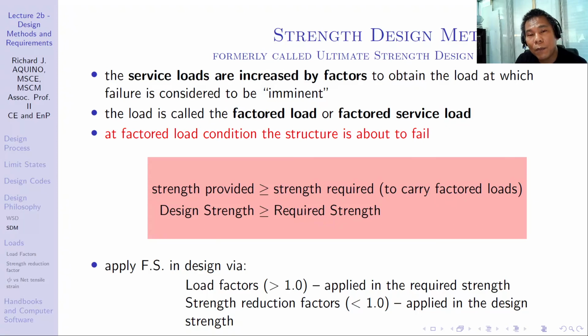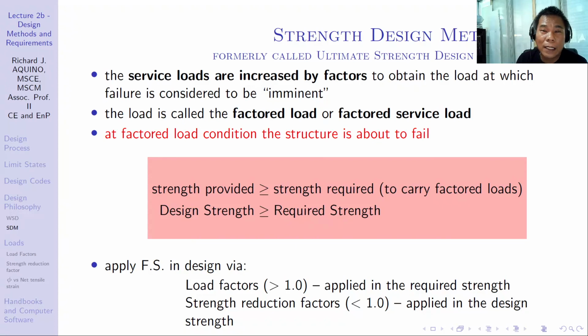We will be using this simple equation in SDM. The strength provided should always be greater than or equal to the strength required, that is to carry the factored loads. And the design strength should always be greater than or equal to the required strength. We can apply the factor of safety in design via, of course, the load factors, which are greater than 1.0, applied to the required strength. Also, we can have the strength reduction factors, which are normally less than 1, applied to the design strength.